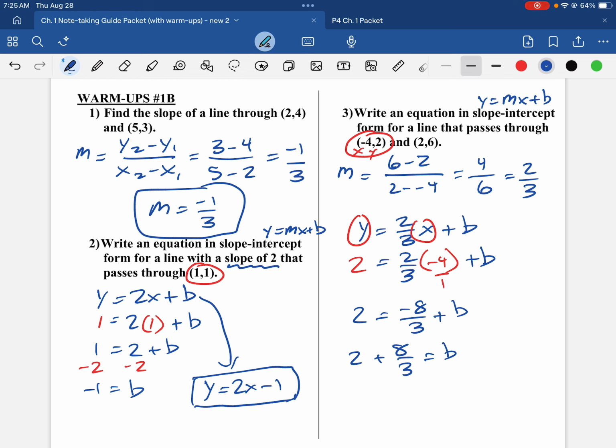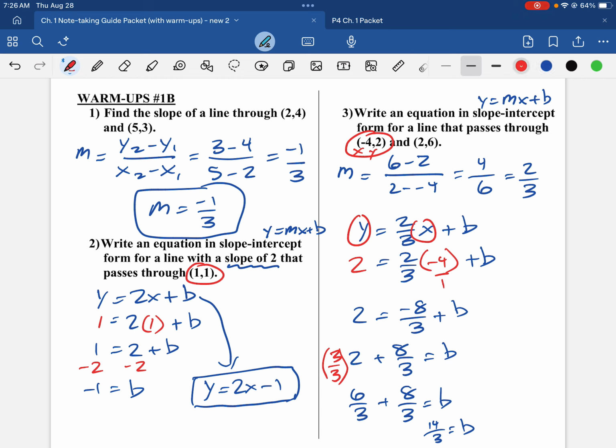Now I do need a common denominator because I'm adding a fraction to an integer. So I want to rewrite the 2 so that it's a fraction with 3 in the denominator. So I'll just multiply this by 3 over 3. I'm really multiplying it by 1 then, so I'm not changing its value, I'm just changing its form. So that would give me 6/3. 6/3 is the same as 2, right? 6/3 plus 8/3. Okay, now I can add those together, so 14 over 3, running out of space here, is going to be the b value.